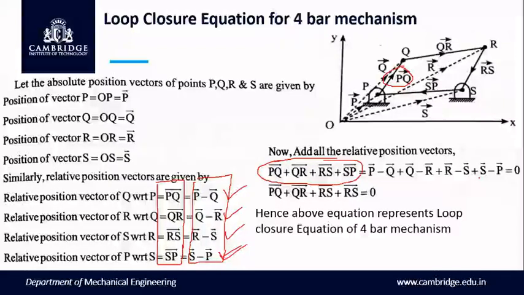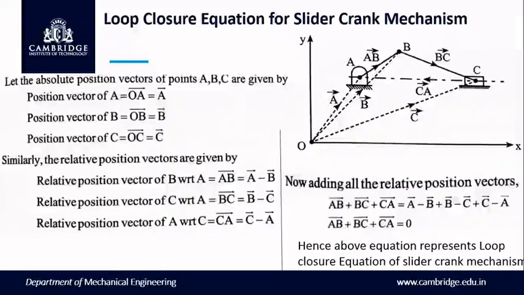So on addition, vector P and vector P get cancelled, Q and Q get cancelled, R and R get cancelled, S and S get cancelled. So the sum of all relative position vectors is equal to 0. That is the statement of loop closure equation. Hence, the above equation represents the loop closure equation of four-bar mechanism.